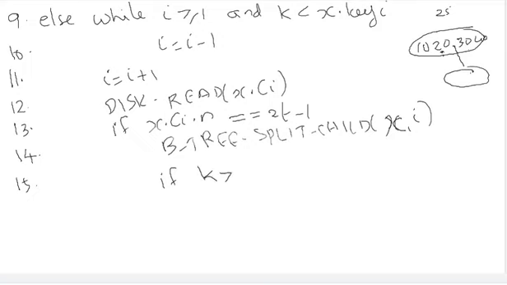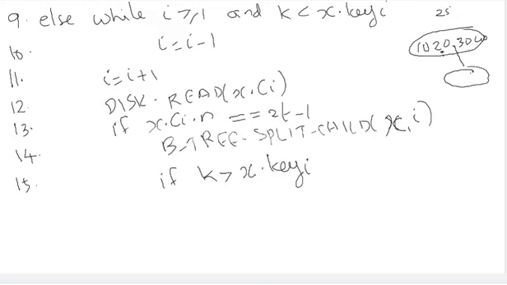After splitting, we have 2 nodes. For example, this is the first node and this is the second node. So we need to decide whether we can insert into this or this. For that only we are checking if k is greater than x dot ki. X dot ki is there, so it now has 2 children nodes.